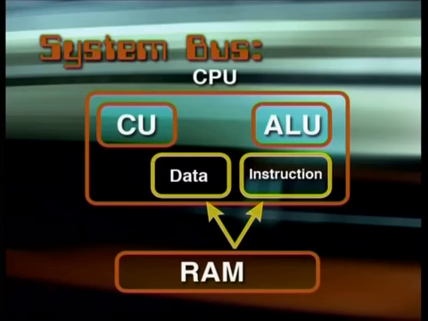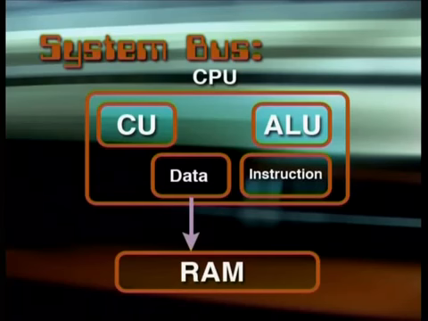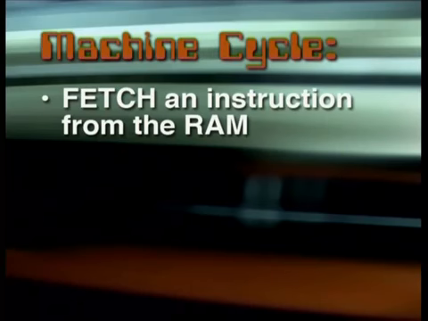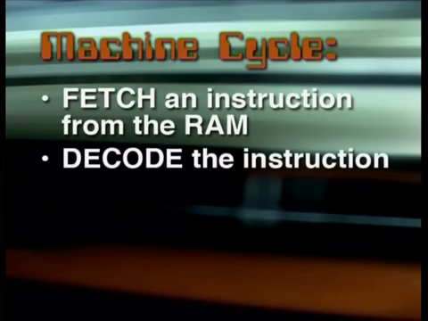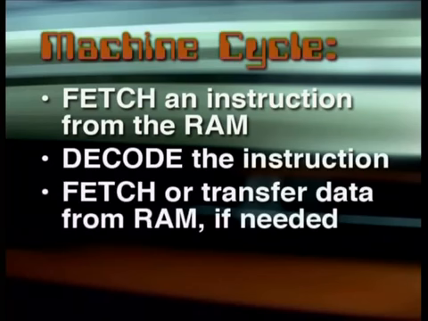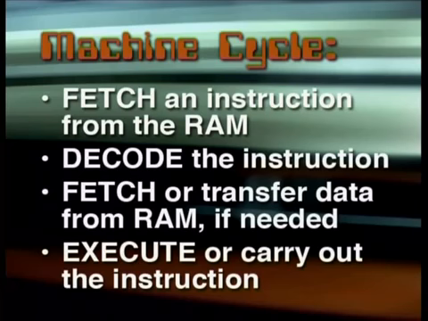When they arrive in the CPU, they are placed in different registers. Processed data also returns to RAM on the data bus. The ALU processes one instruction at a time using a machine cycle, and the steps in the cycle are: fetch an instruction from the RAM, decode the instruction according to the instruction set, fetch or transfer data from RAM if needed, execute or carry out the instruction. These steps are repeated for each new instruction.